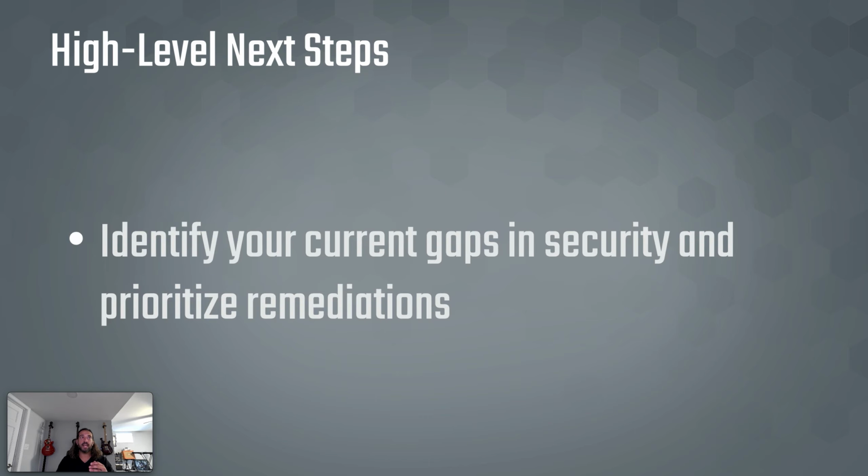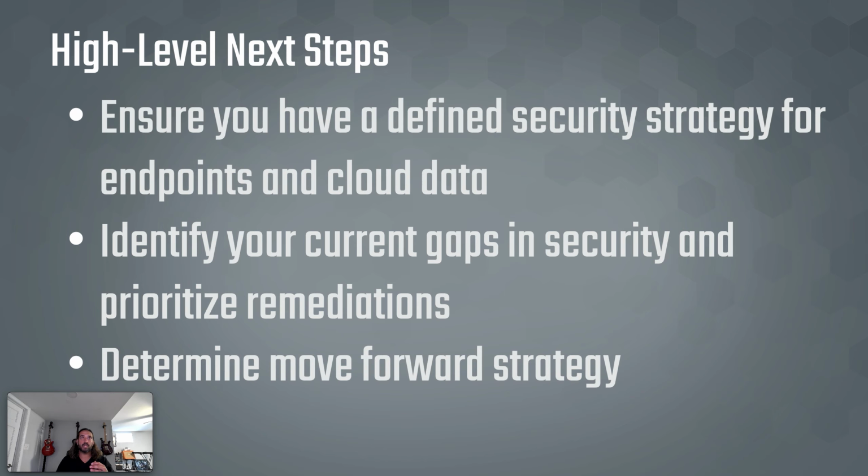But for next steps, if you are looking for next steps in your organization, I would do the following. Ensure that you have a well-defined security strategy for your endpoints and cloud data. So the 5 steps that we mentioned here, of which we covered 3 in a very high-level overview today, make sure that you have tools that are capable of executing those kinds of features. Next, identify where you're at currently and what gaps you have in your security. Take those gaps and put them into a prioritized list of remediations that you would execute on. And ultimately what that does for you is determine your move forward strategy for endpoint security.